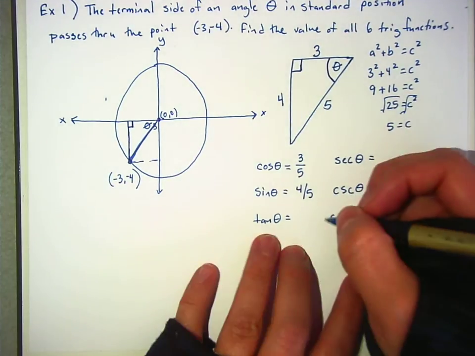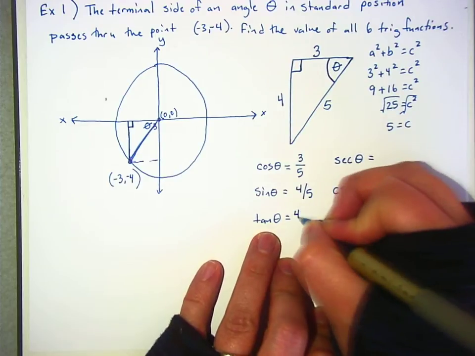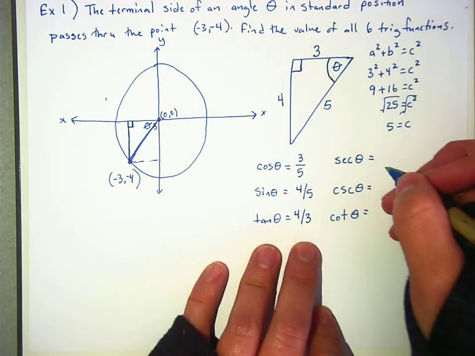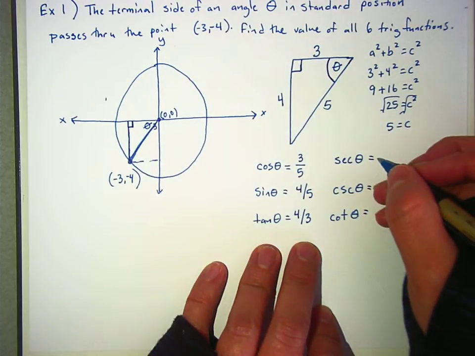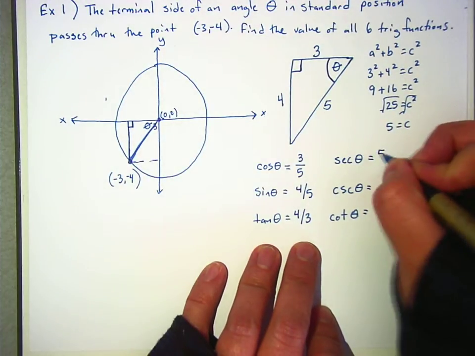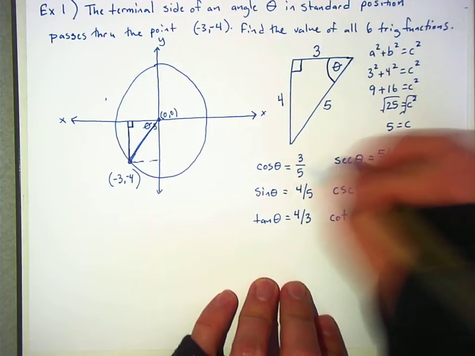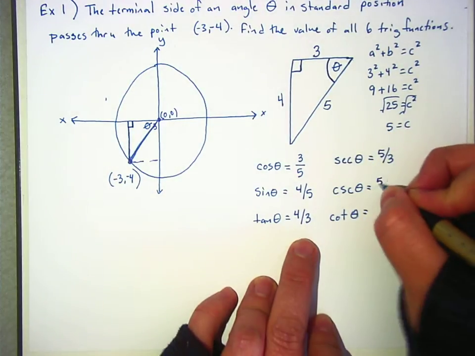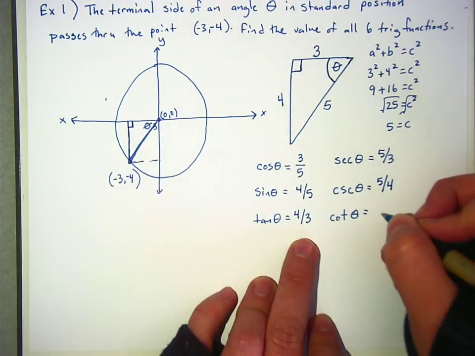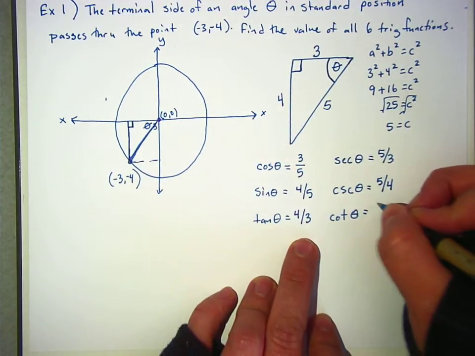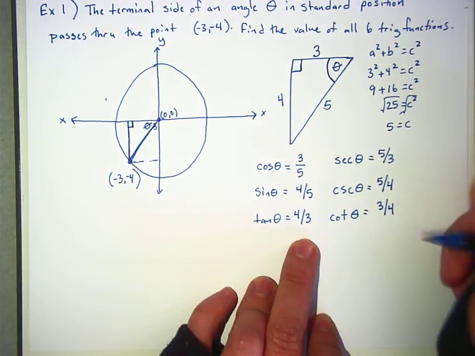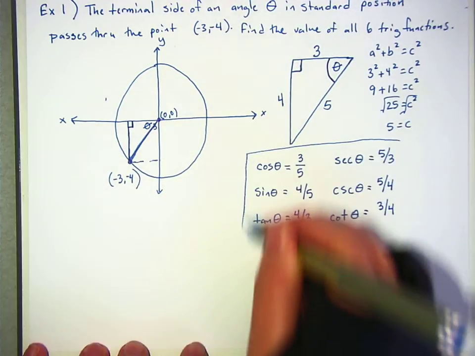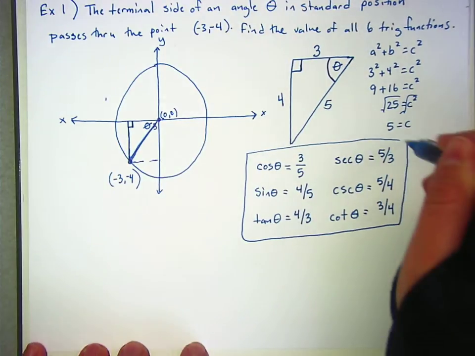All right, opposite and adjacent. 4/3. All right. Secant. 5/3, because they're just opposites of each other, right? They're reciprocals. This one? 5/4. And cotangent? Wow, that was horrible. We just solved them.